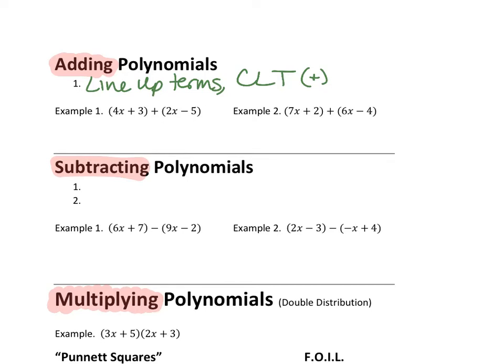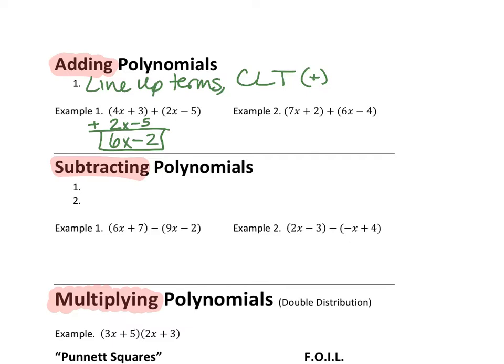Okay? We line up the things that are like. So underneath this 4x, from the second parentheses, what am I going to write down underneath it? 2x. Okay. What do I write underneath the positive 3? Negative 5. Now I'm going to add these so I can combine like terms. I'm going to add in a column, kind of like we used to do adding in elementary school. 4 plus 2 is 6x, and 3 plus negative 5 is negative 2. So when I add 4x plus 3 and 2x minus 5, I get 6x minus 2. I'm done. We've added the polynomials. That easy.